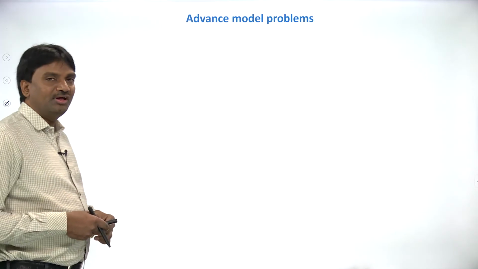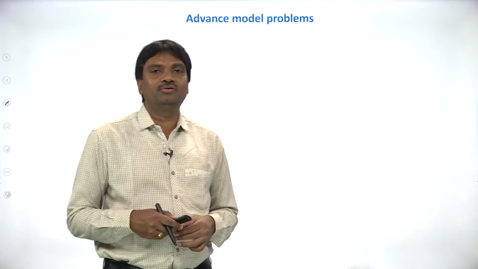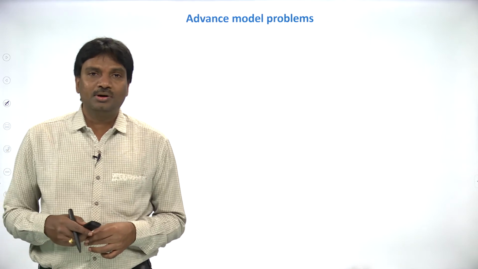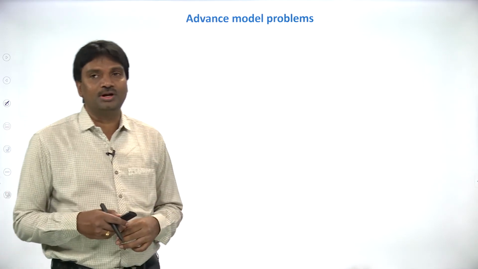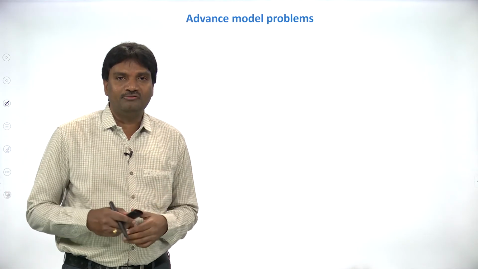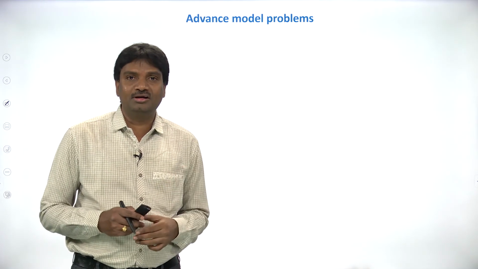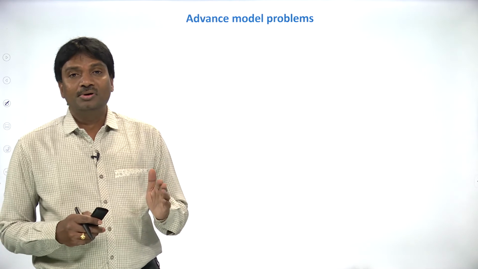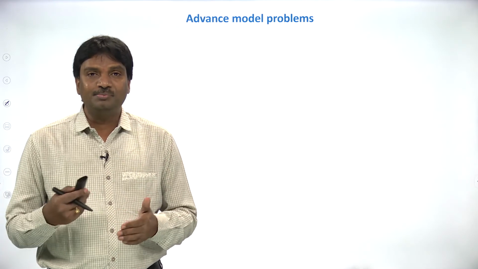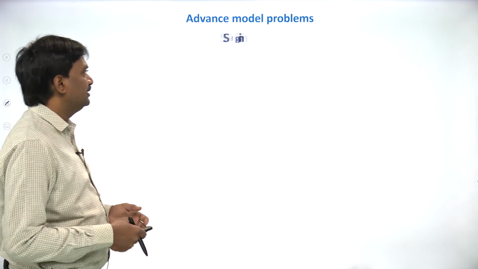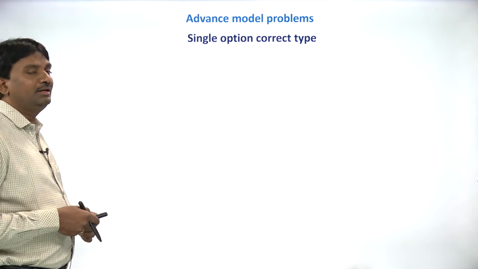Here we are doing the advanced model problems. Till now we have done the problems related to mains model. Now we are doing the problems related to advanced model. In advanced model we have different types: single correct option type problems, one or more than one correct option type problems, comprehension passage type problems, matrix matching type problems, integer type problems, like that. First let us do single option correct type.